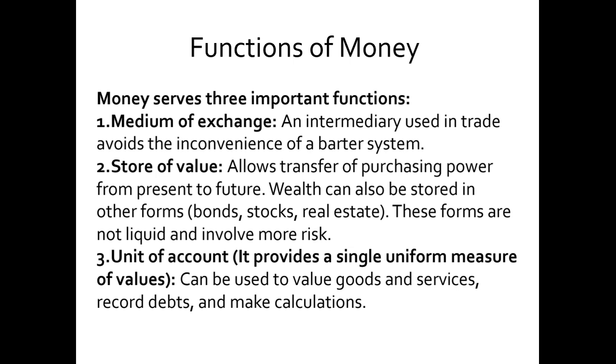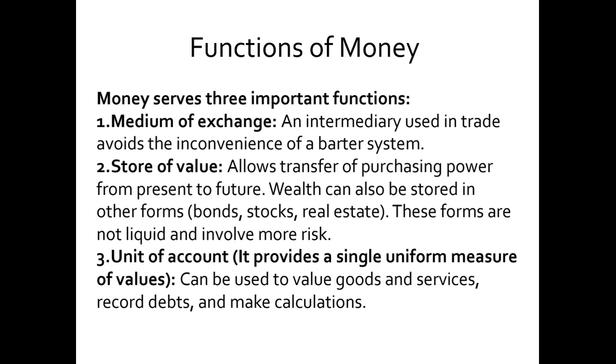So anything that is used in trade that avoids the inconvenience of a barter system. So money serves as a medium of exchange. So you can buy goods and services using money. So you don't need another product to buy another product because it creates the problem of you need to have a double coincidence of want.